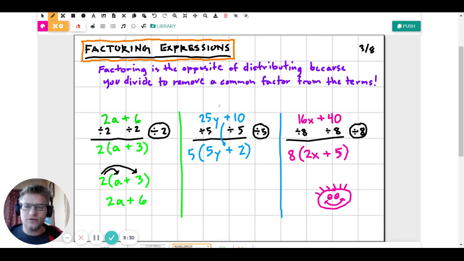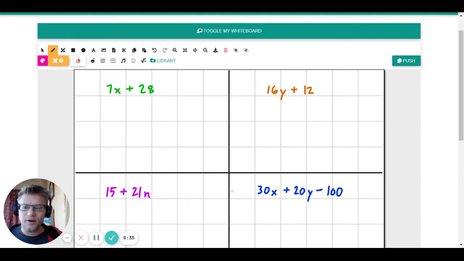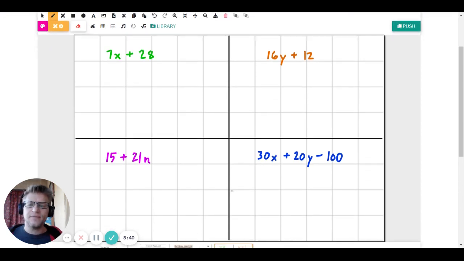Now, I want your note card to be complete, please complete your note card. And then I'd like you also to take a look at these other problems that you can practice in class right now. These problems are what I'd like you to do in class. 7x plus 28, 16y plus 12, 15 plus 21n, and a longer one, you can do it with 3 terms. 30x plus 20y minus 100. See if you can work through those. Those are all to be in your notebook as well.